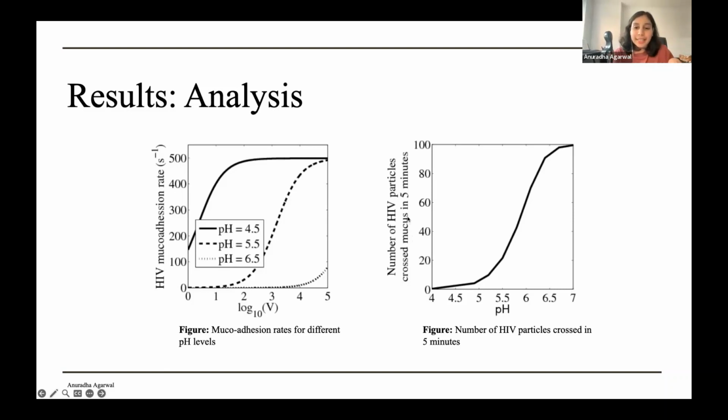And this observation has very important implications for the development of preventive therapies against HIV transmission. Basically, it indicates that interventions targeting the modulation of pH in the CVM environment could potentially be used as a strategy to reduce HIV adhesion to the mucus layer and inhibit virus transport. For example, pH modulating agents such as microbicides or topical gels that can create a more acidic environment in the vagina may help enhance the mucoadhesion of virus particles, preventing further movement and reducing the risk of infection.